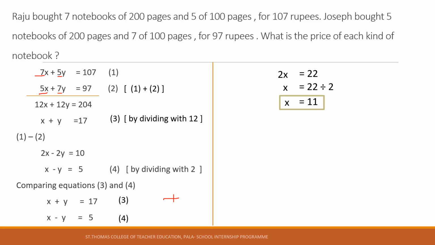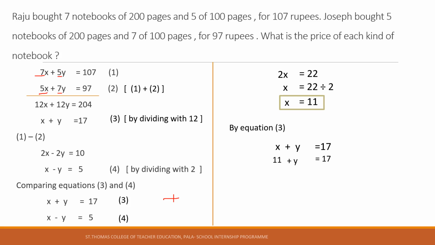Good. Now, you got the value of one letter. Now, how will you find the value of the next? Yes, we will consider any of these equations and substitute. Here I am taking equation 3. You can take 1, 2 or 4. It's your wish. Now, what is equation 3? x plus y equal to 17. Now, how will you solve this? Replacing x with 11. Good. Then what do you get? 11 plus y equal to 17.